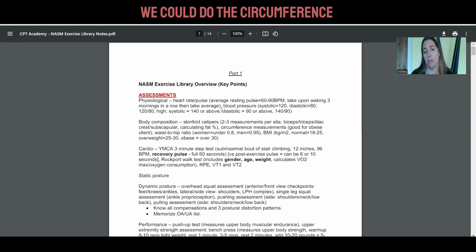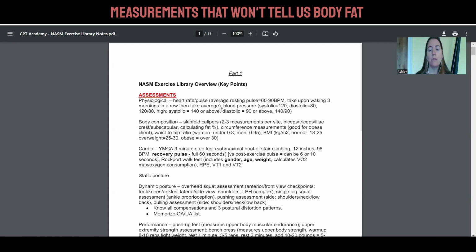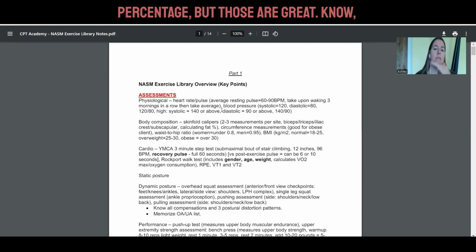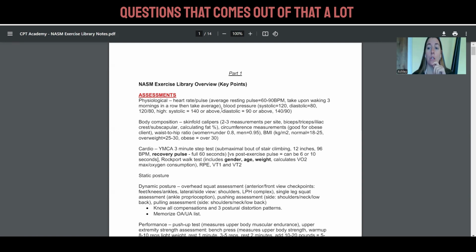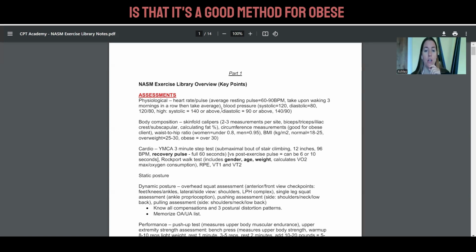We could do the circumference measurements. That won't tell us body fat percentage, but those are great. Know the sites and review how to position the tape measure. One of the questions that comes out of that a lot is that it's a good method for obese clients. Waist to hip ratio has a very strong connection to risk of chronic disease.